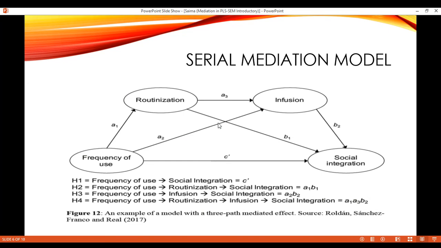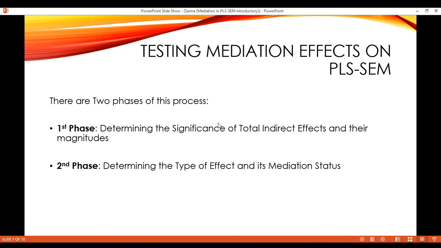Moving ahead, if we look at the serial mediation model, we can see that the total indirect effect is equal to the summation of the multiplication of a1 into b1, plus a2 into b2, plus a1, a3 and b2. These are the multiplication products of the path coefficients, and the direct effect can be achieved when c bar is calculated. Further, the total effect is achieved by the total indirect effect plus the direct effect.